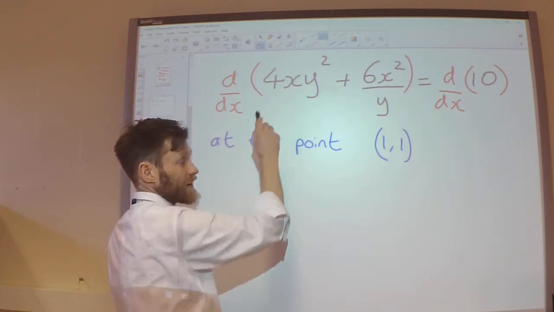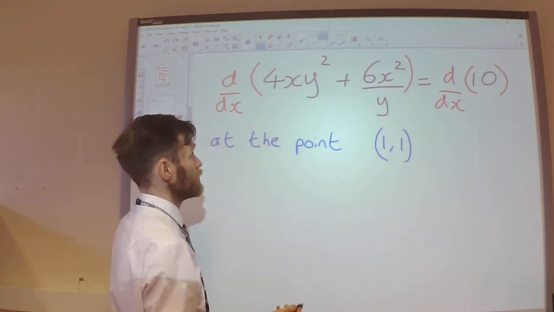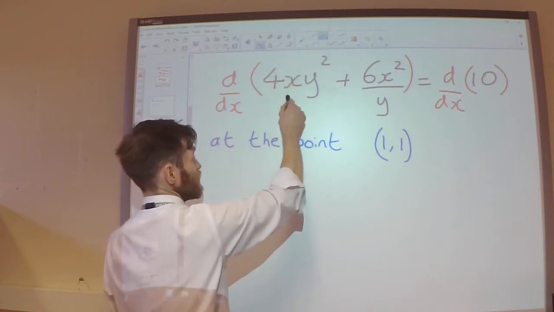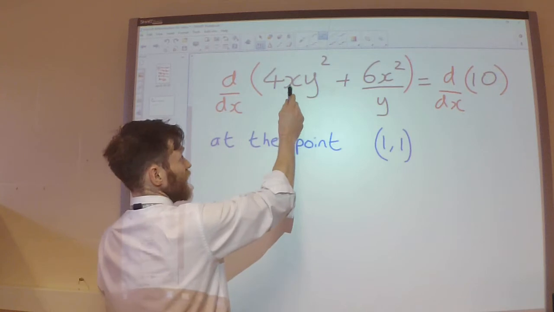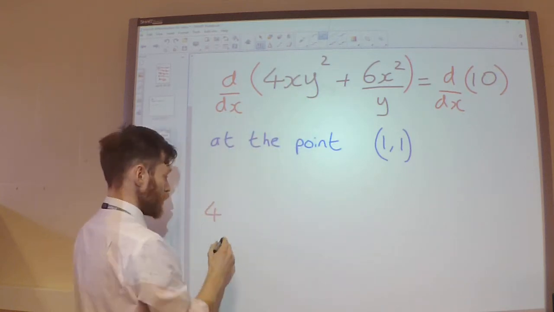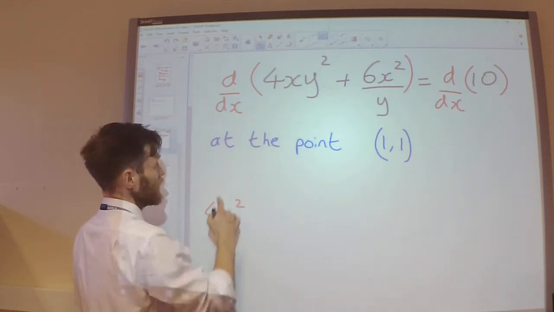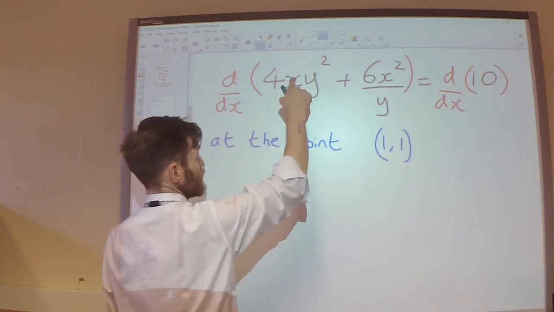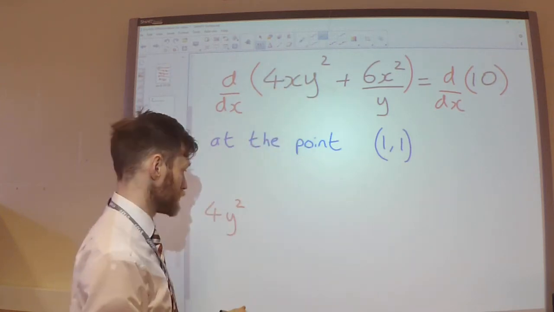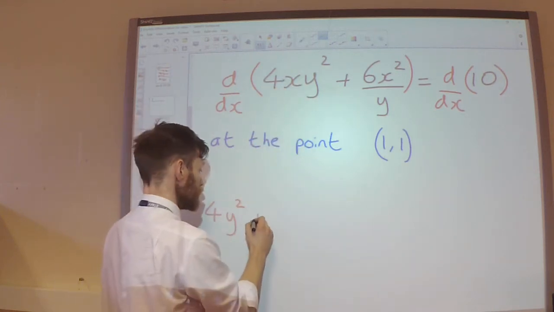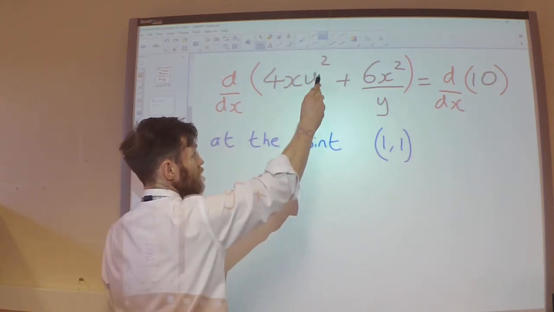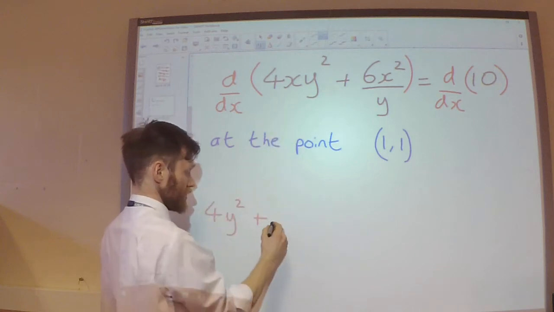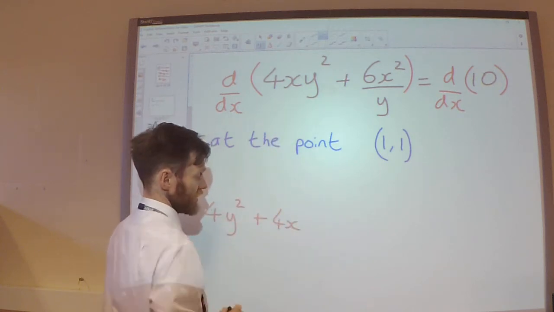So, differentiating the 4x first of all, that's simple. Differentiating the 4x will give me 4. That needs to be multiplied by the y squared. So I differentiate the 4x, times it by the y squared. Now, I need to differentiate the y squared and times that by the 4x. So I'm going to write the 4x there.